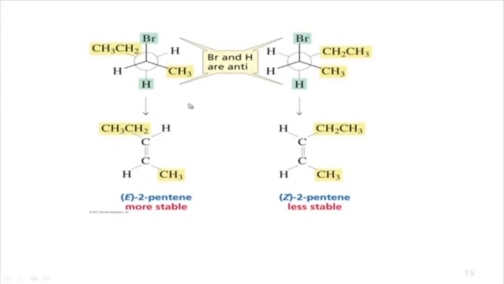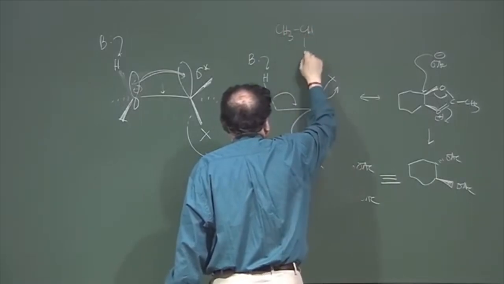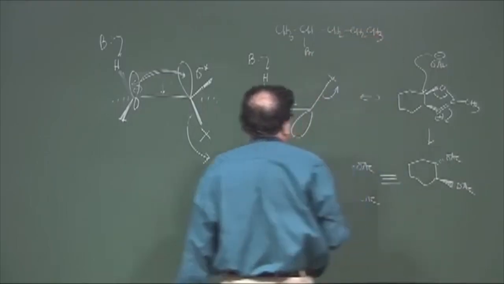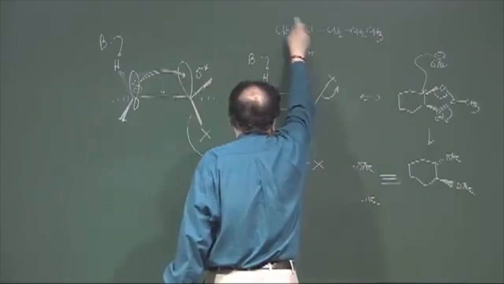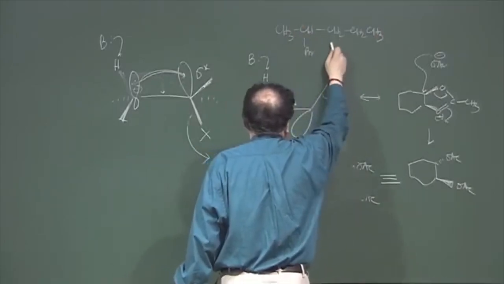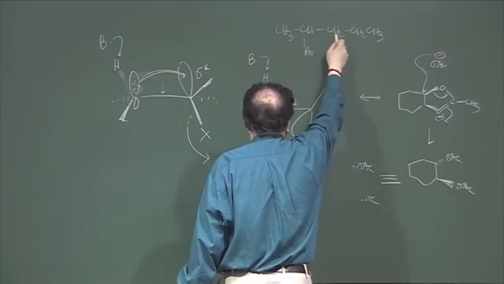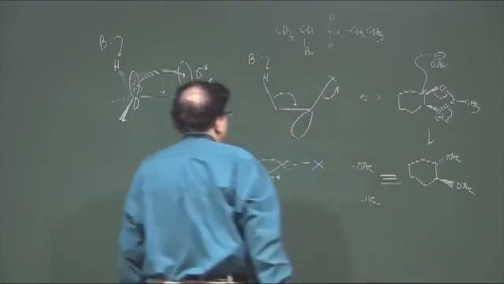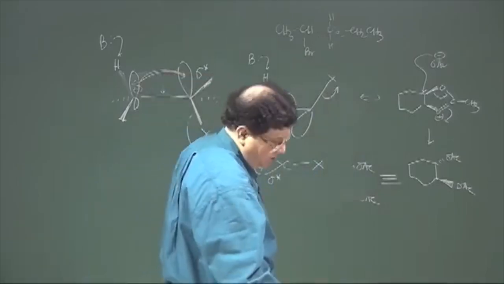I think I discussed about this. This is actually CH3, then CHBr, then CH2, then CH2, then CH3. If it undergoes elimination, there are two types of elimination possible, but let us consider the Saytzeff elimination, that is the more substituted double bond. One of these two hydrogens will be eliminated, but while doing so you are creating a cis and trans double bond. Okay.